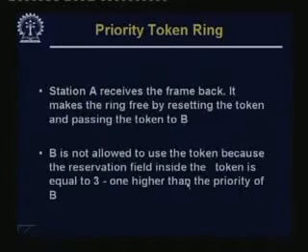Station A receives the frame back. It then makes the ring free by resetting the token and passing the token to B. B is not allowed to use the token because the reservation field inside the token is equal to 3, one higher than the priority of B. So although B wants to transmit and the ring is free, even then B cannot start transmitting because somebody with a priority 3 is waiting.